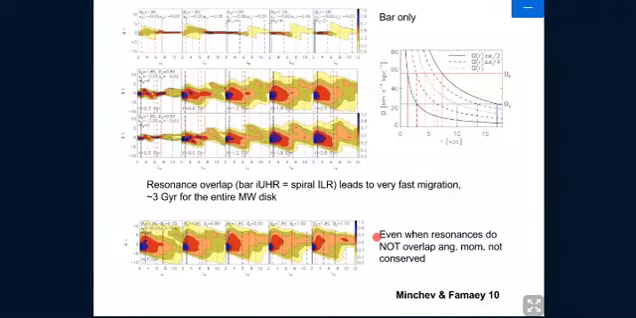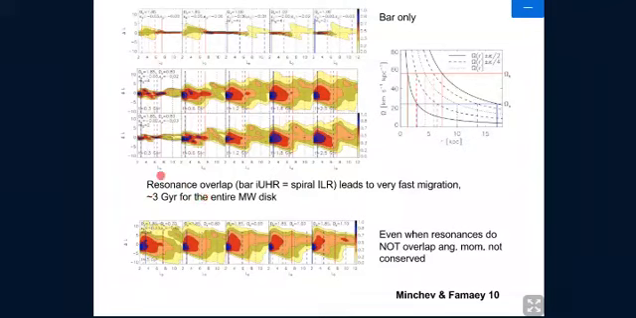Ivan Minchev has been arguing for a while that if there is a bar, and the Milky Way, of course, has a bar, the interaction of a bar and the spiral gives rise to even faster migration. These are examples of delta L versus L. If there is a resonance overlap, the exchanges in angular momentum basically explode very rapidly, and they predict that the entire migration should mix the entire disk in the space of about extremely fast.